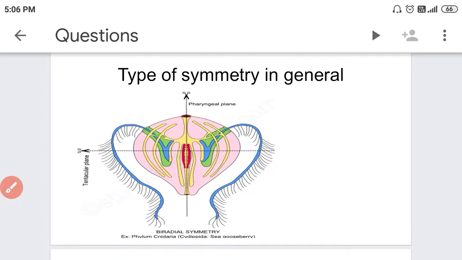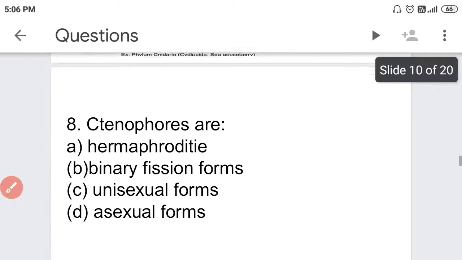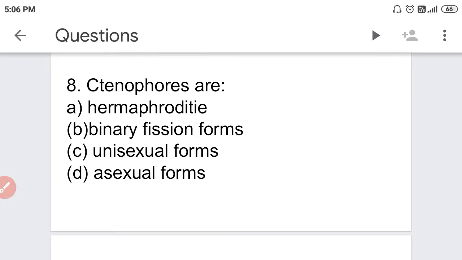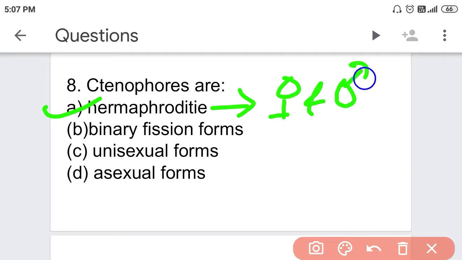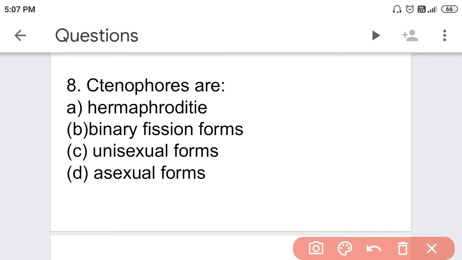So let's move to our next question. Ctenophora are: A, Hermaphrodite; B, Binary fission forms; C, Unisexual; D, Asexual forms. So the right answer is A, Hermaphrodite, because hermaphrodites are organisms in which female and male sexes are found together or occur in one body.